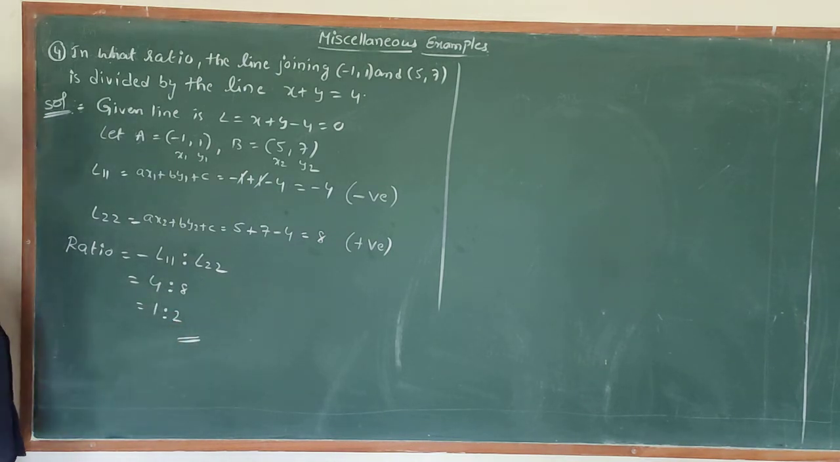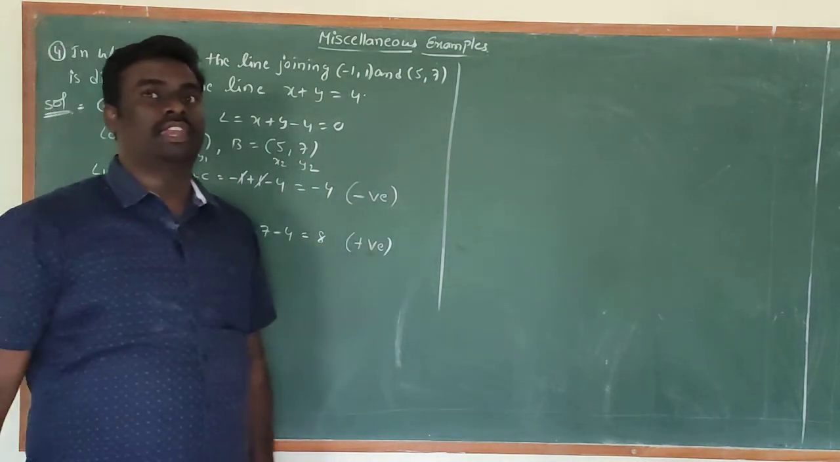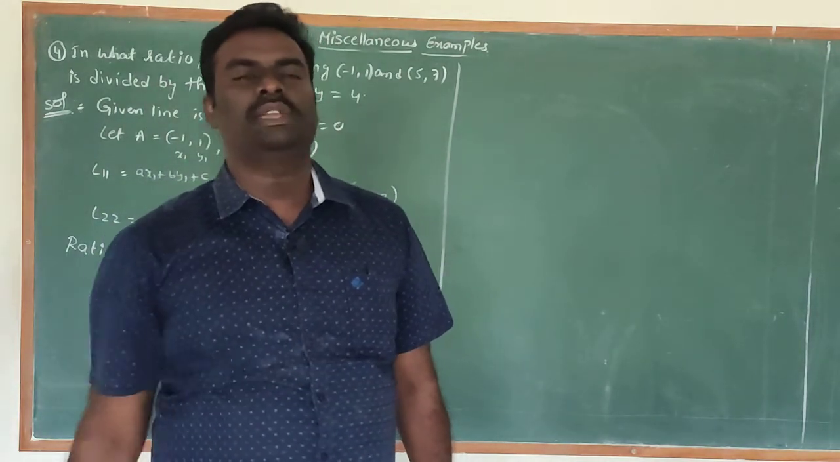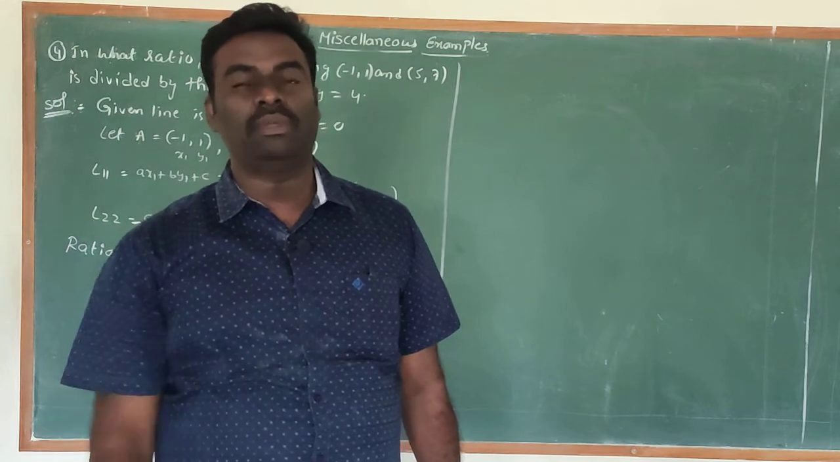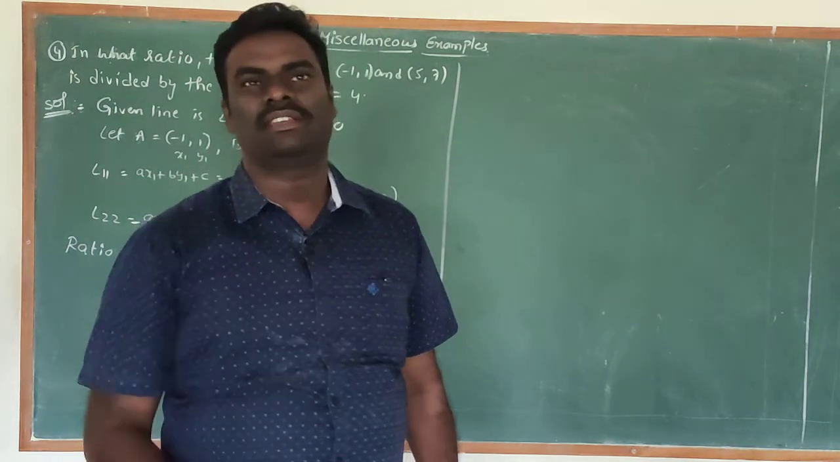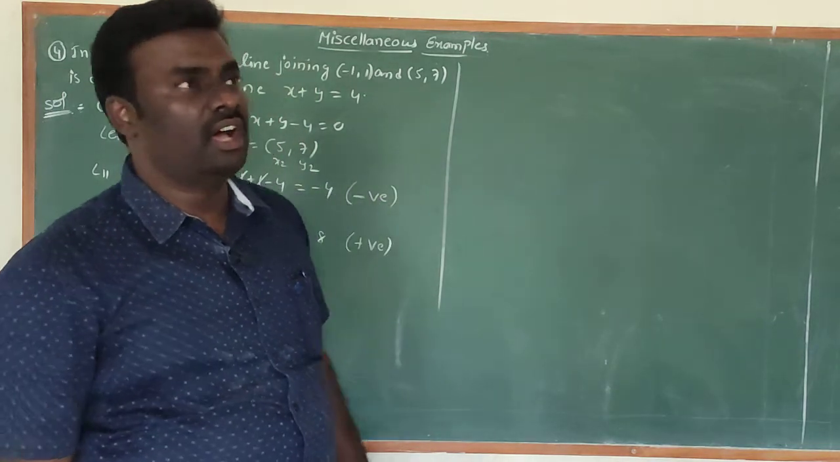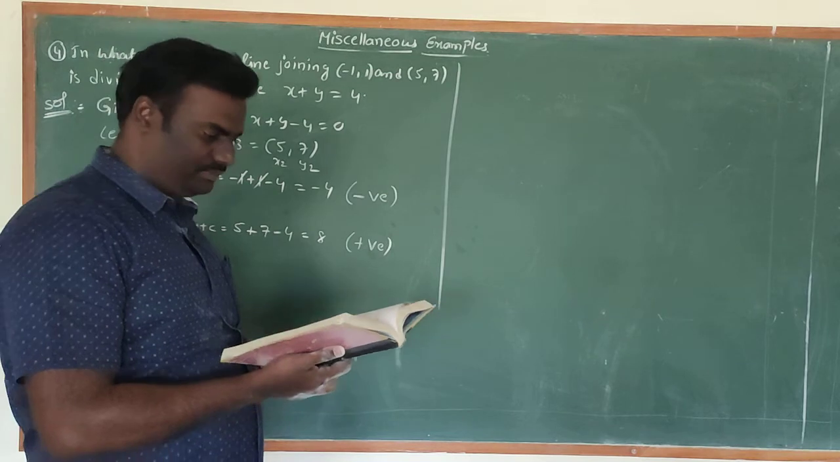How are the points located? One is positive, one is negative means both are on opposite sides. Both are positive means both are on the same side. Both are negative means both are on the same side. But one positive, one negative means the points lie on opposite sides. Okay. This is the next question. Next.